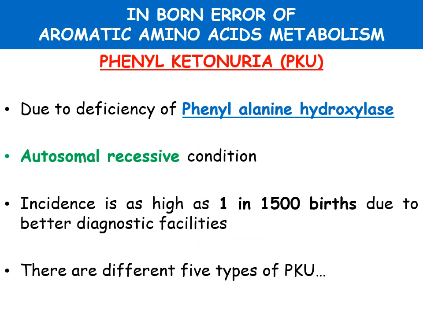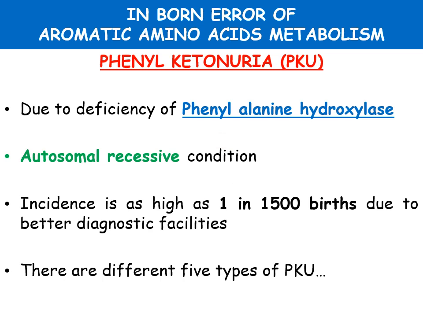This phenylketonuria is due to deficiency of the enzyme phenylalanine hydroxylase that converts phenylalanine to tyrosine. This is an autosomal recessive condition. Incidence rate is 1 in 1500 live births, so it's a very common inborn error of amino acid metabolism.